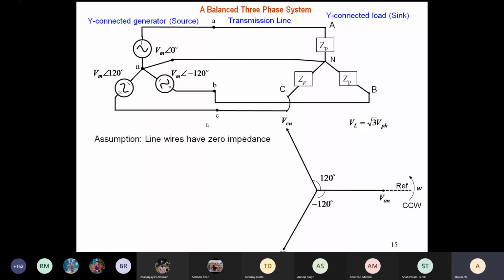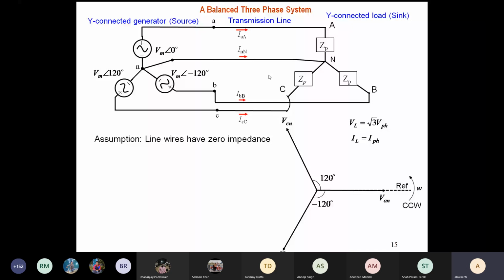And now, as someone was asking, what happens to the current? Suppose the phase current, that is the current from phase A of the generator to phase A of the load, is called IAA. The current from phase B of the generator to phase B of the load is called IBB, and the current from phase C of the load to phase C of the generator is called ICC. And since we have the neutral current, let us assume the neutral also has some current INN.